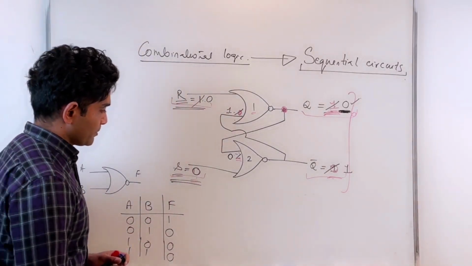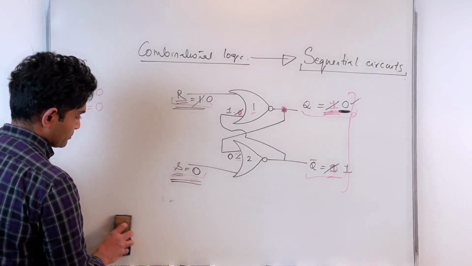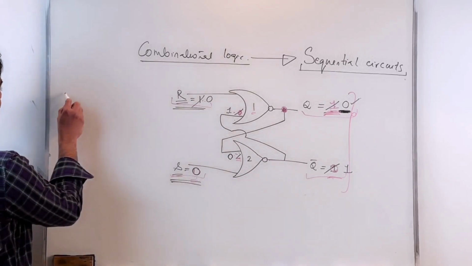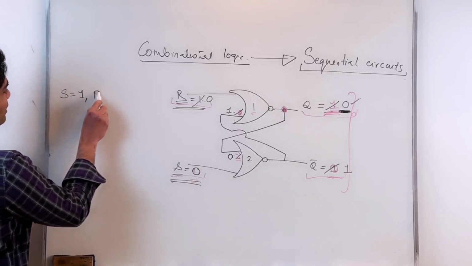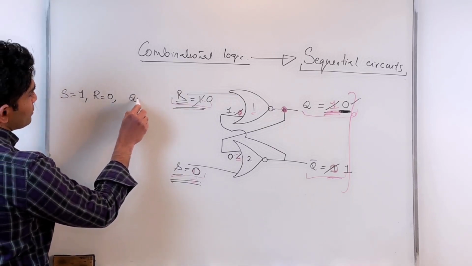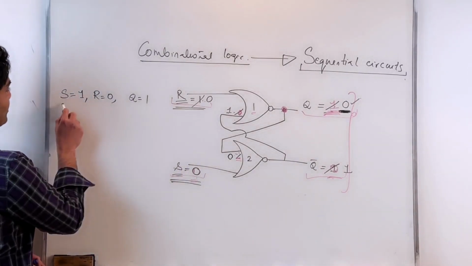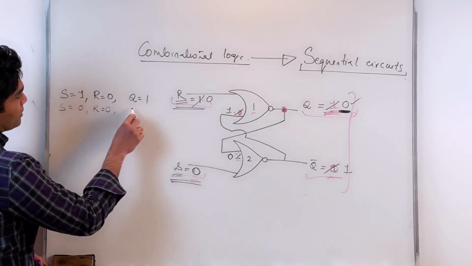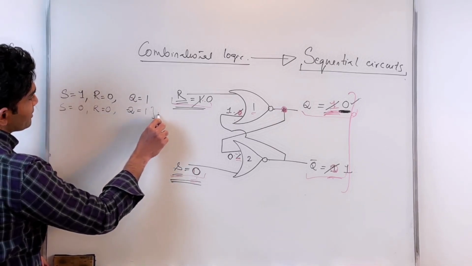All right, very good. To summarize, this is what we have done so far. Let me put everything into a summary. I should not have taken that out. S equals 0, S equals 1, R equals 0 places Q to be a 1. That's the set state. S equals 0, R equals 0 maintains Q to be a 1. So that's the memory state.